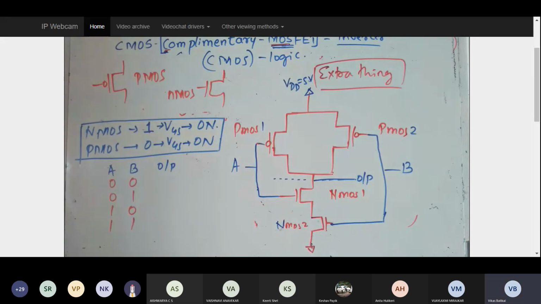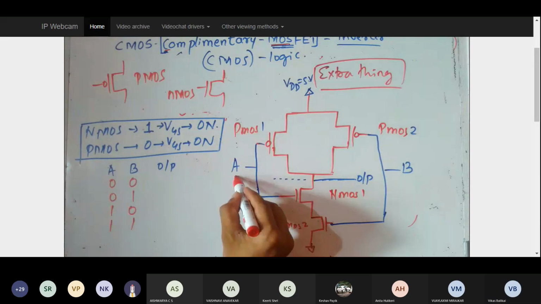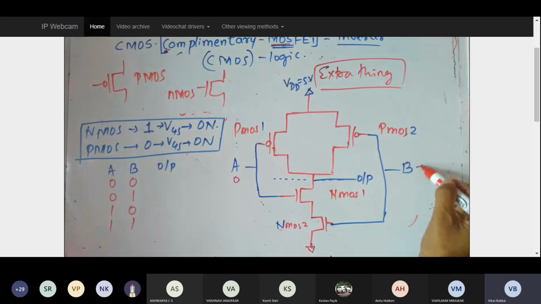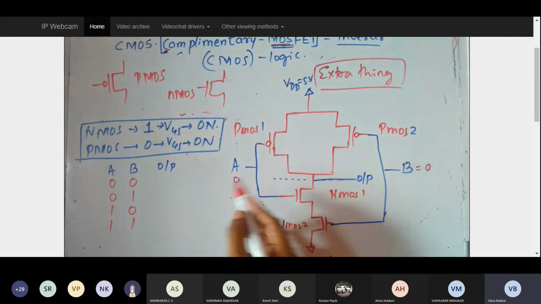Fine. Let us try to apply the voltage. A is 0, B is 0. I apply A is 0, B is 0. I applied A as 0 and B as 0 on both sides. Let's see where these 0s go.